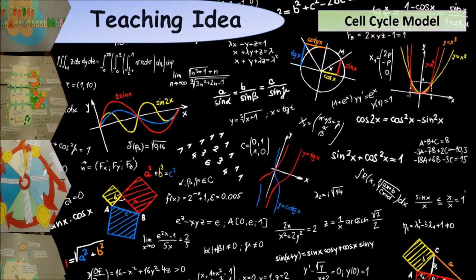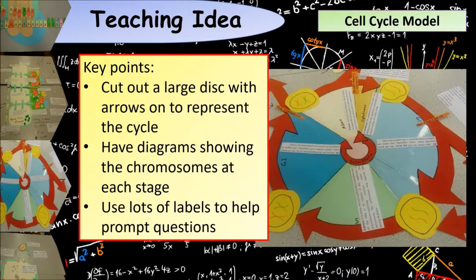Hello and welcome to this teaching ideas video on how to use a large cell cycle model at GCSE or A-level biology. The first thing to do is to build a large circle that you can place in the middle of the table. You might want to put arrows on this depending on how you want to do it. Section off different parts of this circle in different colours to represent the different stages during the cell cycle.